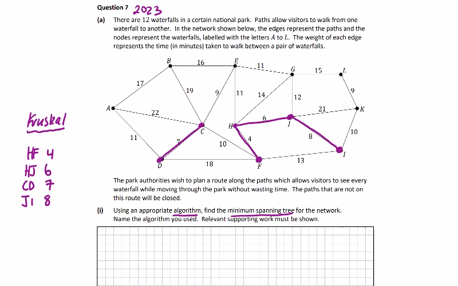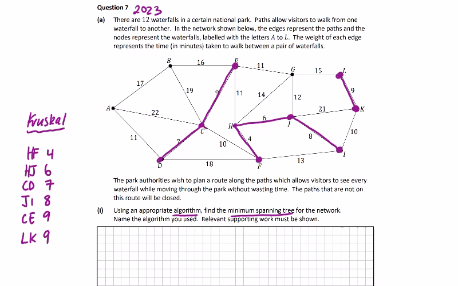Is that all the 8s? Looks like all the 8s. Have we 9s? We have a 9 between C and E. Any other 9s? We do. We have a 9 here, L and K. We haven't created a cycle. Have we another 9? Doesn't look like it. Up to 10s.